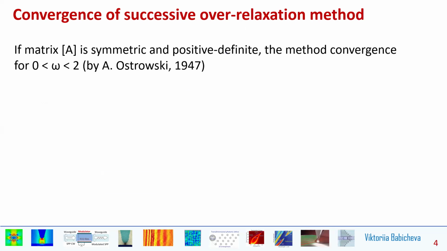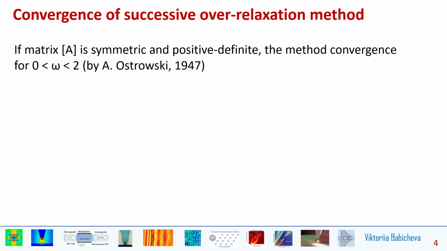So the statement was proven by the mathematician Ostrowski in 1947, and he showed that for a matrix A that is symmetric and positive definite, the method converges when omega is between 0 and 2. So we are generally interested in faster convergence rather than just convergence, and the choice of relaxation factor omega is not necessarily easy and depends upon the properties of the coefficient matrix.